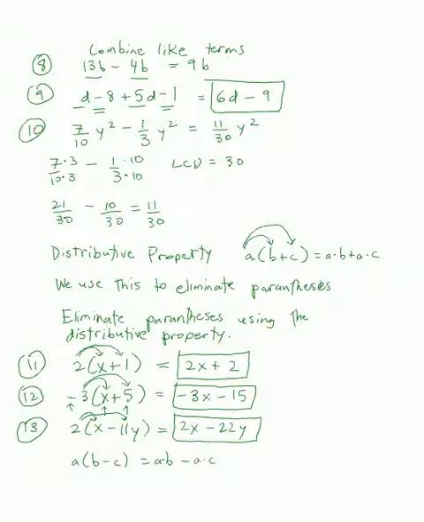Let's do one more example, the toughest case, the case that students make mistakes on all the time. What if we have a negative on the outside and a negative on the inside? In this case, the negative is actually going to change the signs of both of these insides. This positive will become a negative, and this negative will become a positive.